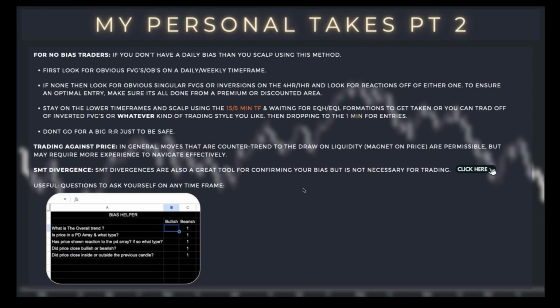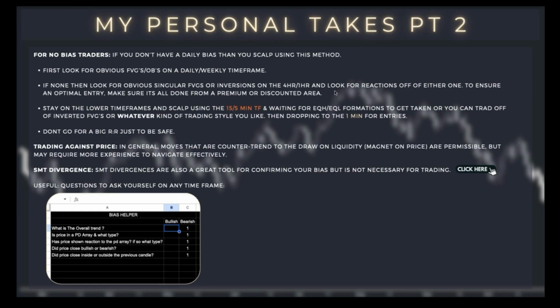Next, for no bias traders, if you don't have a daily bias, then you scalp using this method. You don't have to restrict yourself to this one thing, but this is something I recommend to try. First, look for obvious fair value gaps or order blocks on a daily/weekly time frame. If none, then look for obvious singular fair value gaps or inversions on the 4 hour or 1 hour, and look for reactions off of either one. To ensure an optimal entry, make sure it's all done from a premium or discounted area. Just use your fib for that.